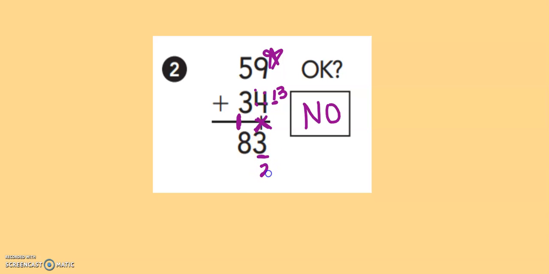So the 3 looks good. We can keep the 3. Since we had 13, we pulled the 3 down to the bottom. But let's add up the tens. 5, 6, 7, 8, 9. So instead of 83, we need 93. They almost got it correct. They just put the new 10 in the wrong spot. They put it in the ones column, and it needs to be in the tens column. So this problem was not correct.